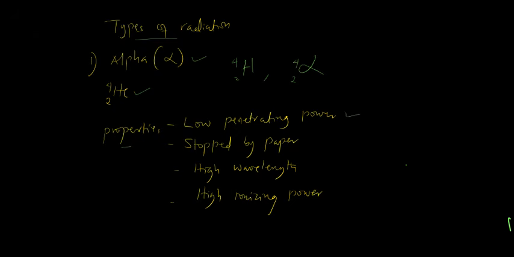It has low penetrating power saboda low penetrating power da take da shi zai zama na cewa tana da, it can be stopped by just a sheet of paper. Na faɗa na ce muku tana da highest wavelength, sannan kuma tana da high ionizing power. Shine wannan, these are some common properties of alpha that you may come across in exams. Ana iya sawa haka a OBJ kamar yadda mun yi gaba haka zamu na gani. So wannan shine brief abin da alpha yake.